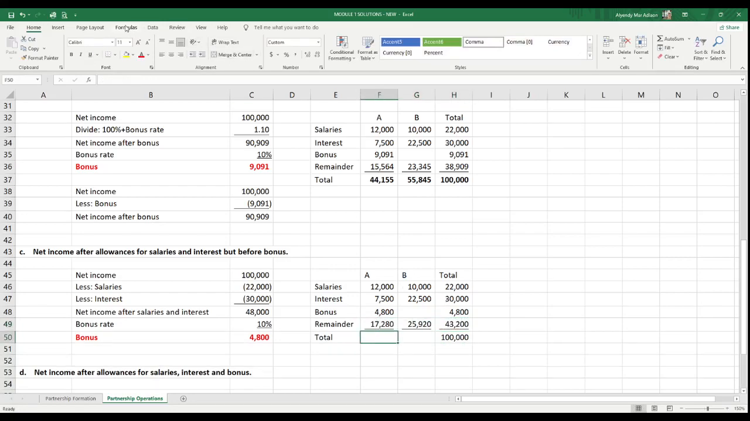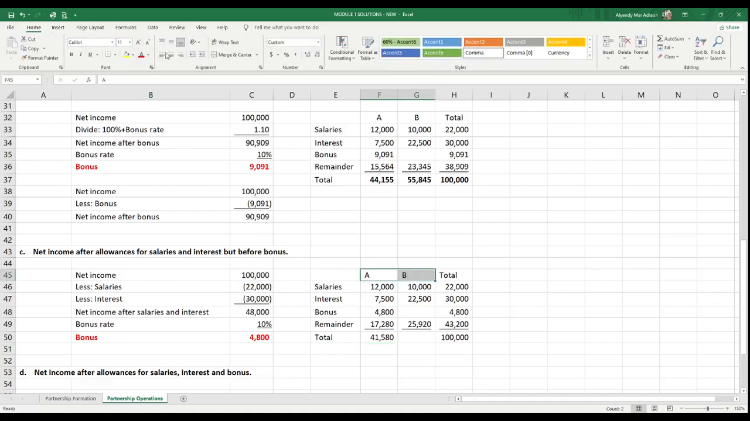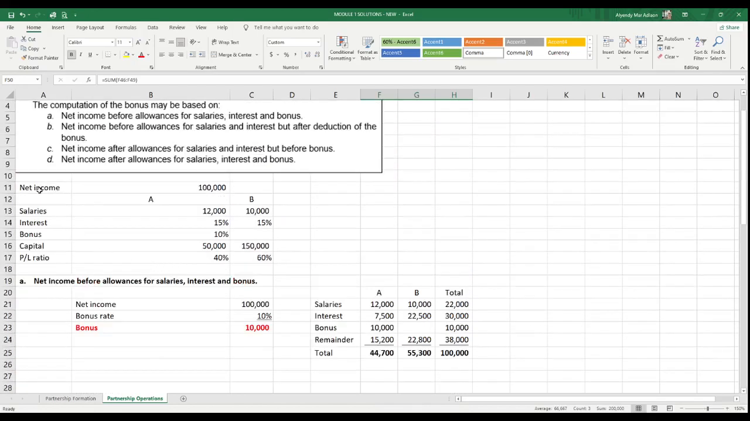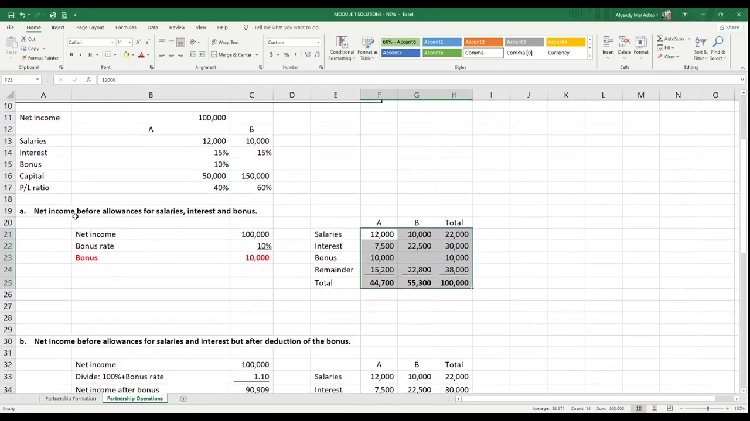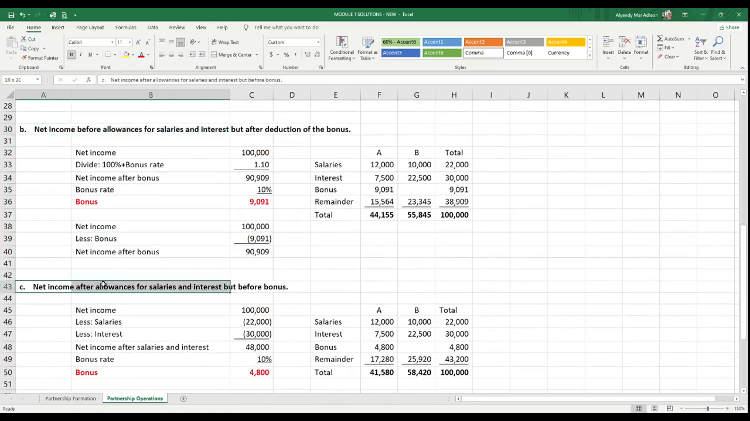Okay, so compute for the total profit share of A. That is 41,550, and for B, that is 58,420. Okay, so as you can see, the given is the same, but our answer is different because there are different bases for the computation of the bonus.